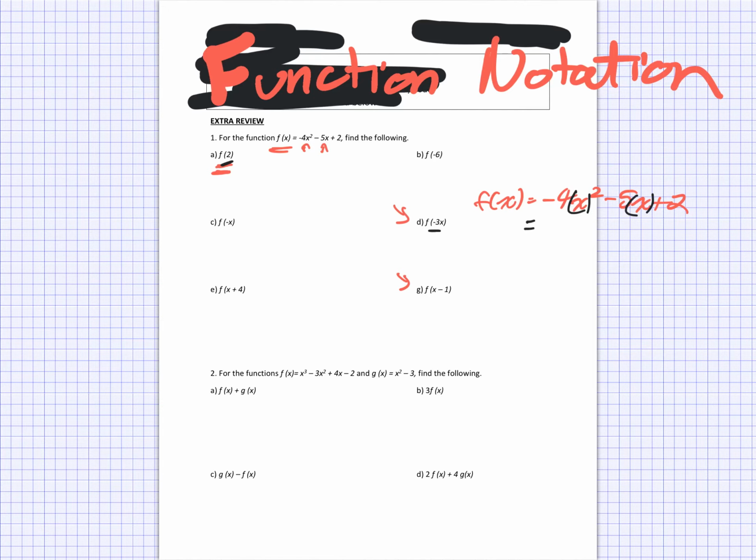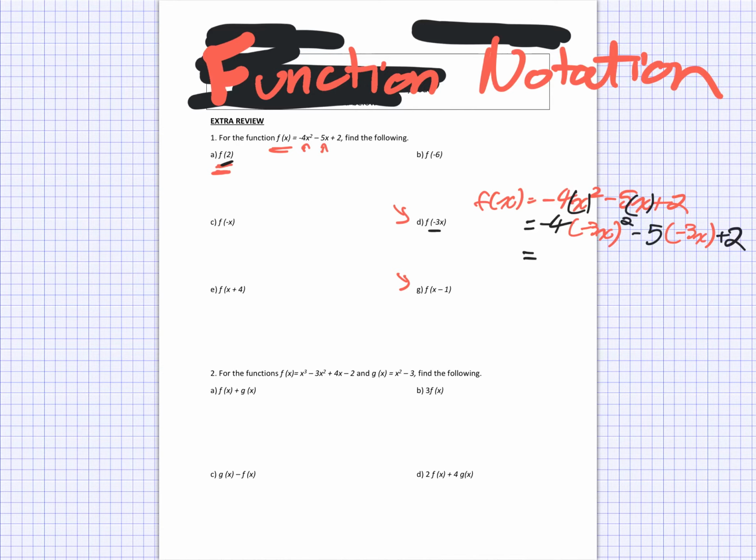So we have negative 4, and then instead of x, we're going to write negative 3x, because we've replaced x with negative 3x, minus 5. We'll replace x again with negative 3x, and then plus 2. Now what we're going to do is simplify. So it's not going to be just a single numeric answer where we have just one constant. We're going to have variables in our answer here.